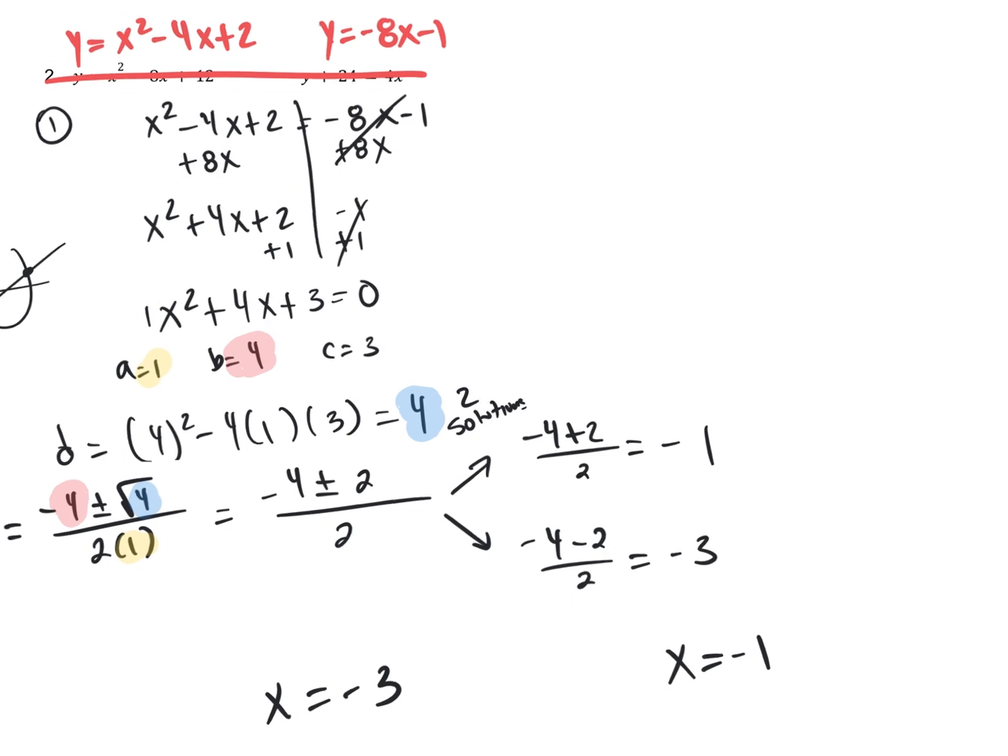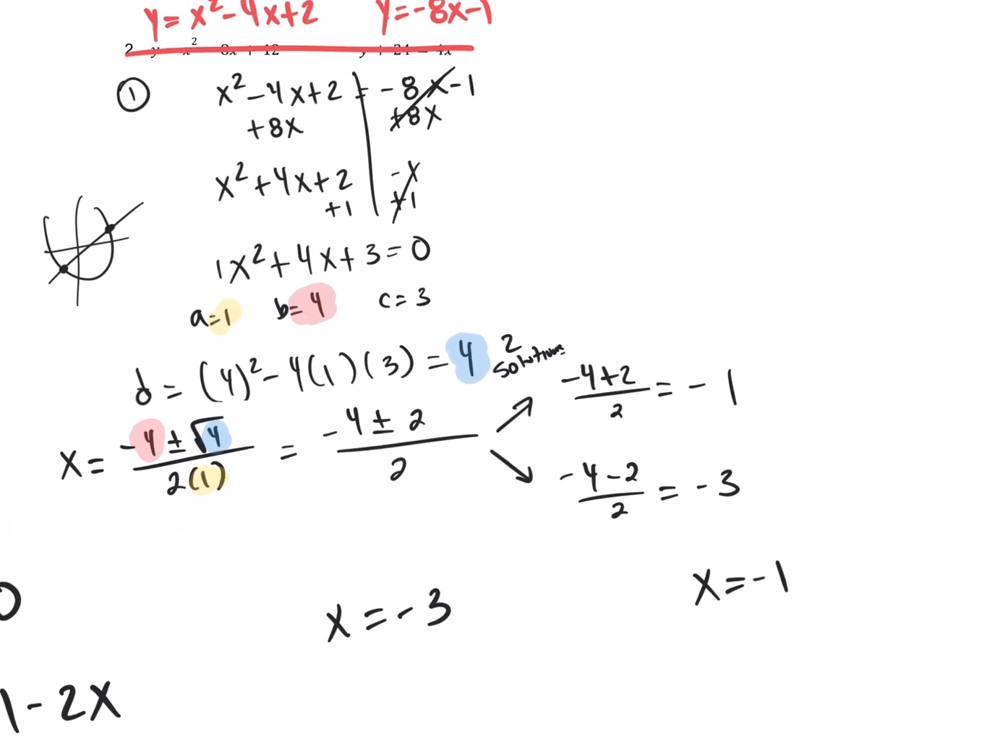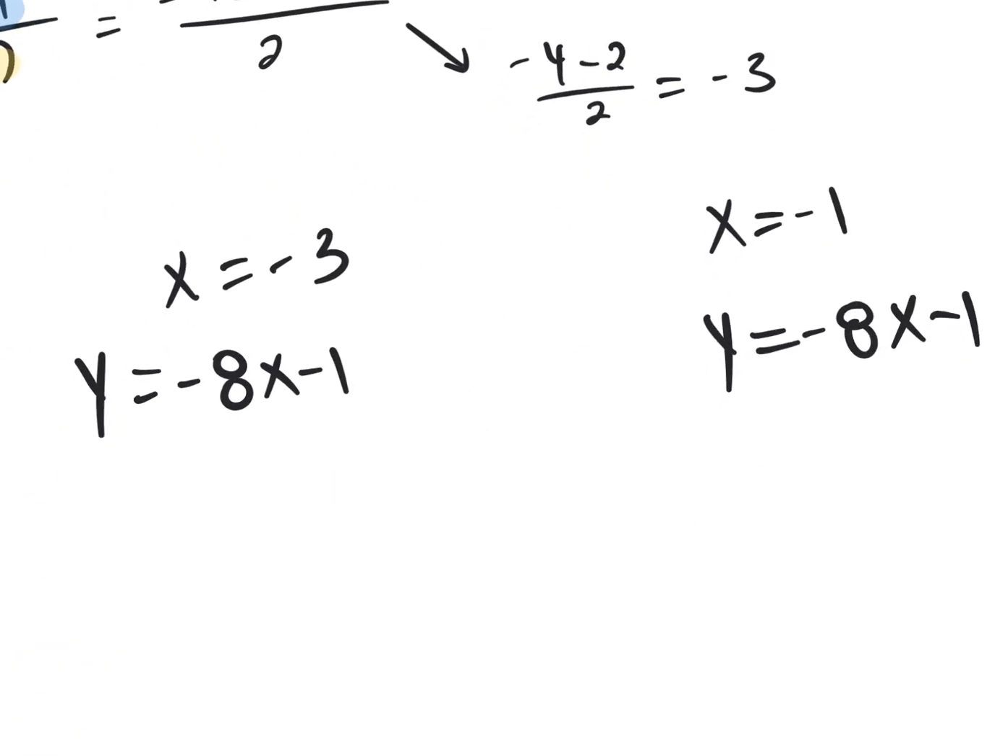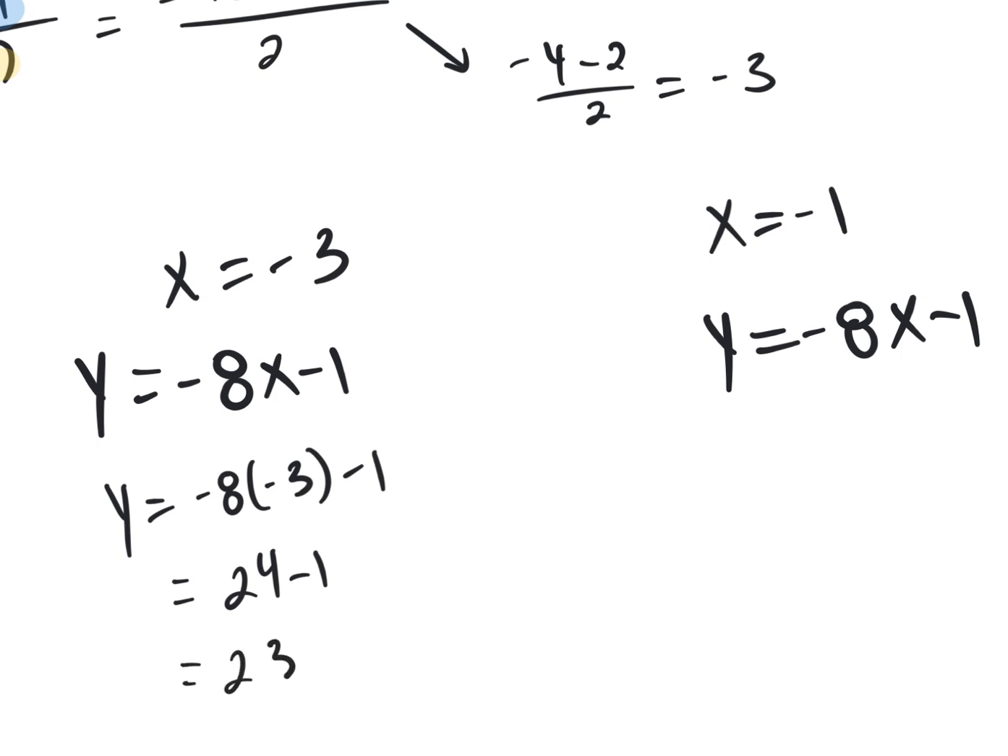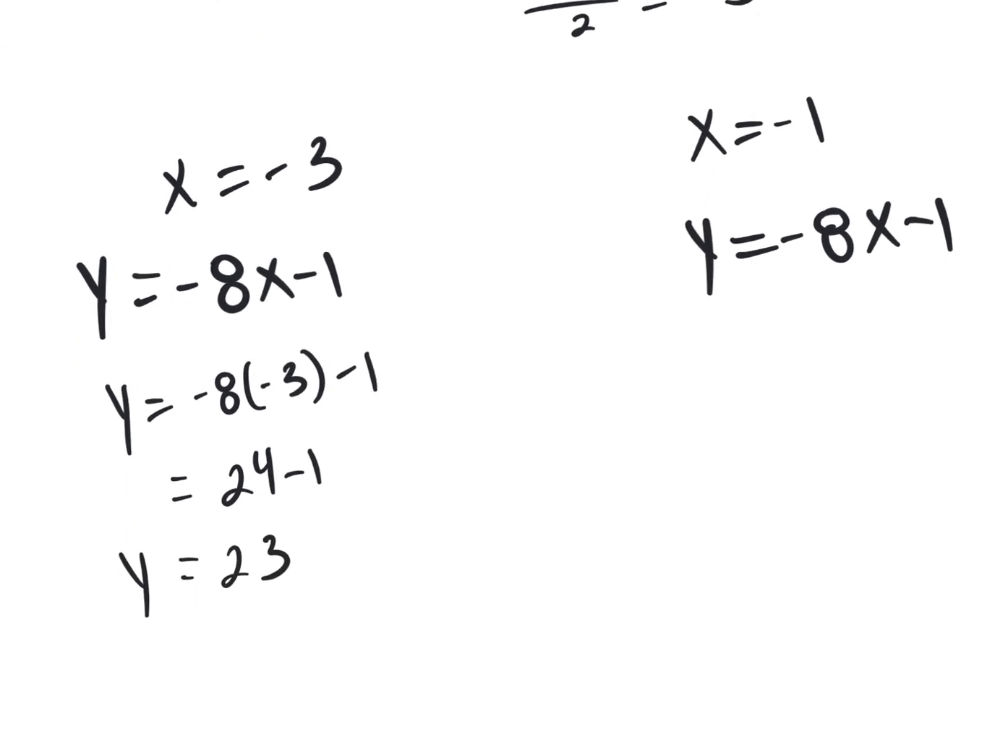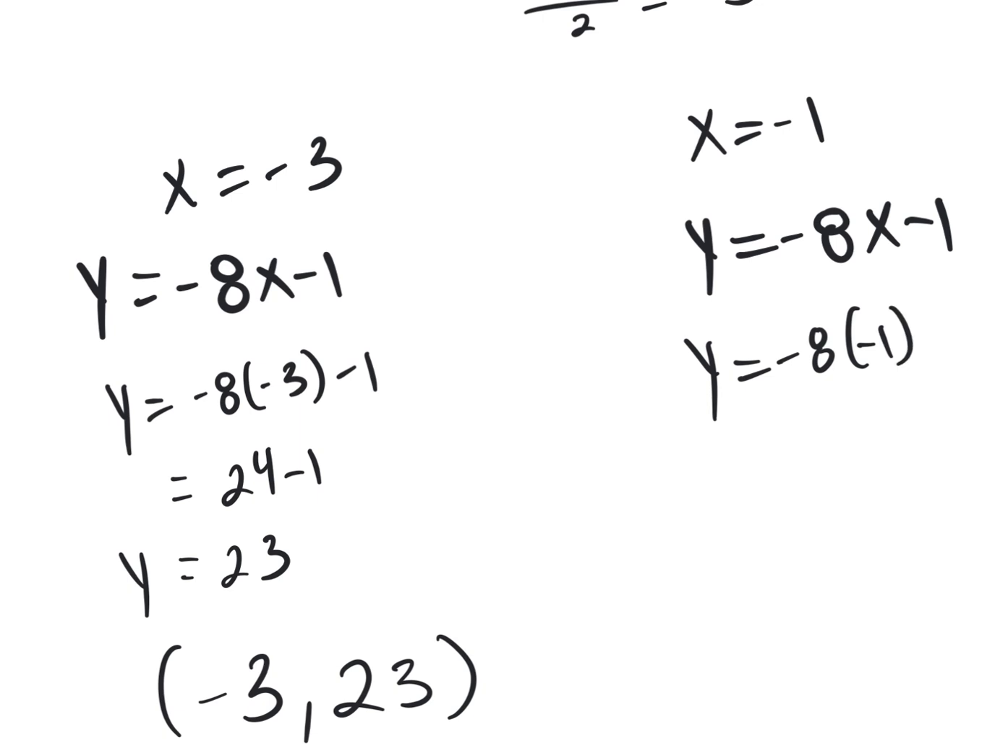Again, I recommend you use the y equation, the linear equation. For this one, my linear equation was -8x minus 1. So I'm going to plug in the x values to both. On this first one, it's going to look like that. So that's my y value. So I have my first solution: when x is -3, my y is 23. My second solution, replace my x value with -1. That's 8 minus 1, so it's 7. So when x is -1, y is 7. And those are my answers.